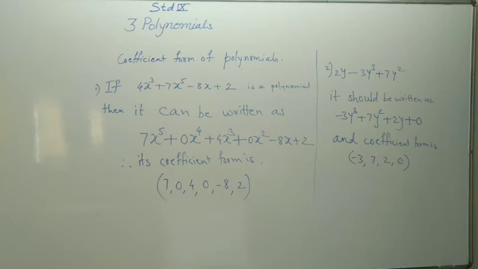To get degree 3, there must be 4 coefficients. If the constant term is absent, we have to write plus 0 at the last and then convert it into coefficient form.